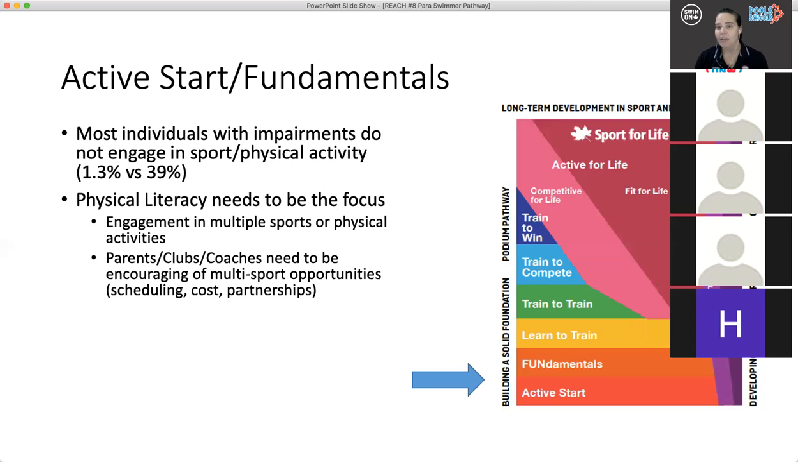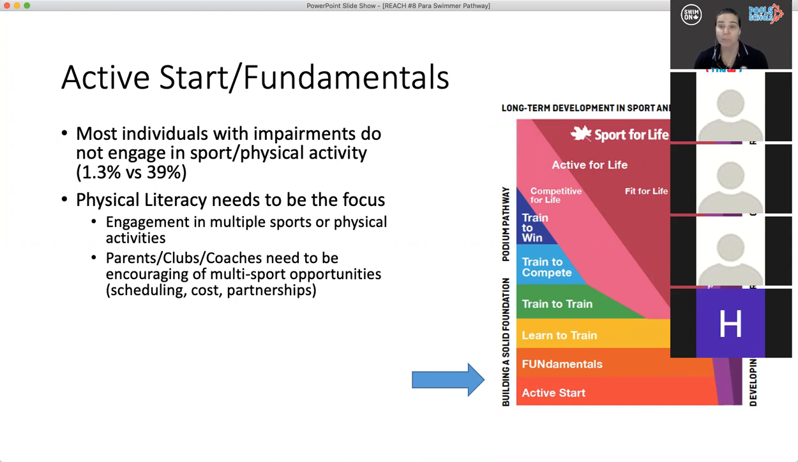When we look at clubs and coaches, they need to be aware that they need to adapt their scheduling. In swimming, we have a really bad habit of having multiple practices at very young ages, and there's reasons for that, but it also impacts athletes' abilities to engage in other activities. So that's something that coaches and clubs need to be aware of. Also, the cost of engaging in multiple sports can get really expensive. So are there ways that we can bring costs down, or can we build partnerships with other sports?